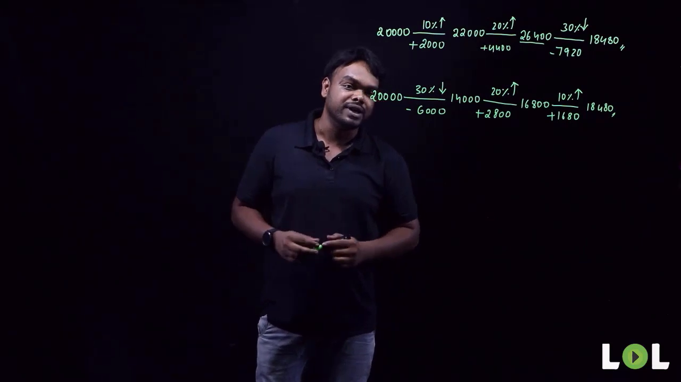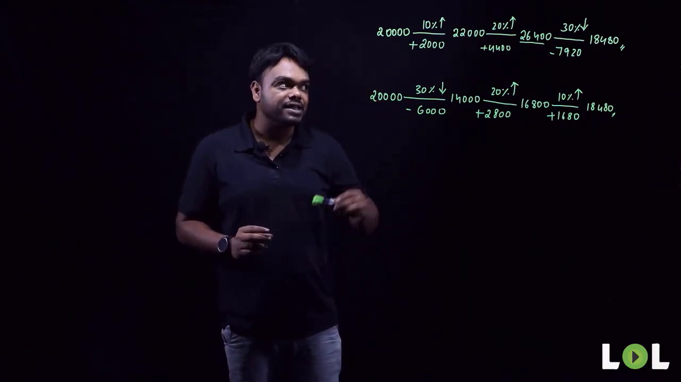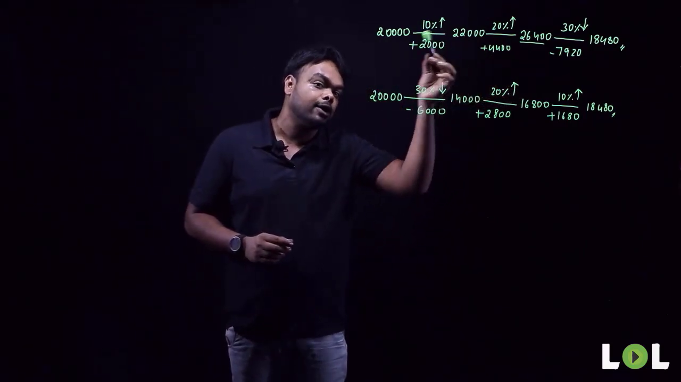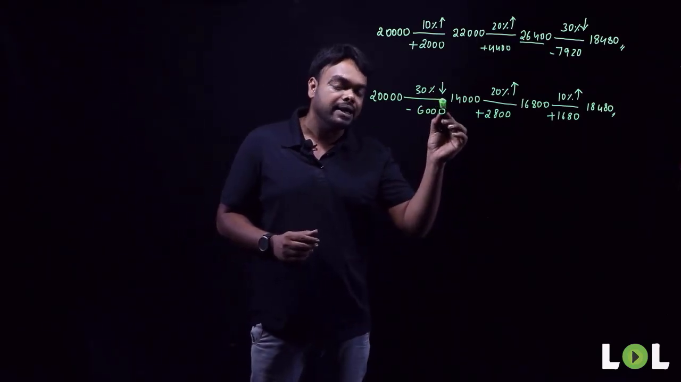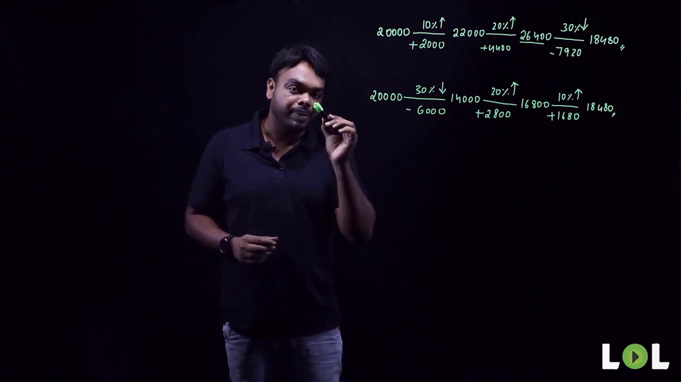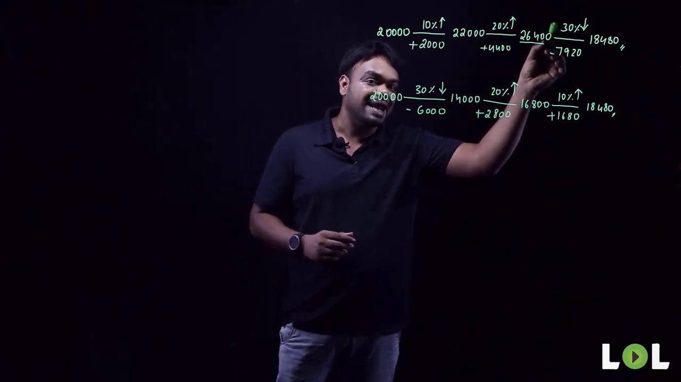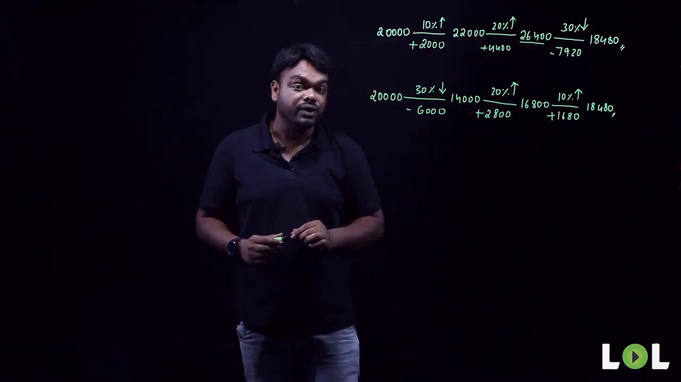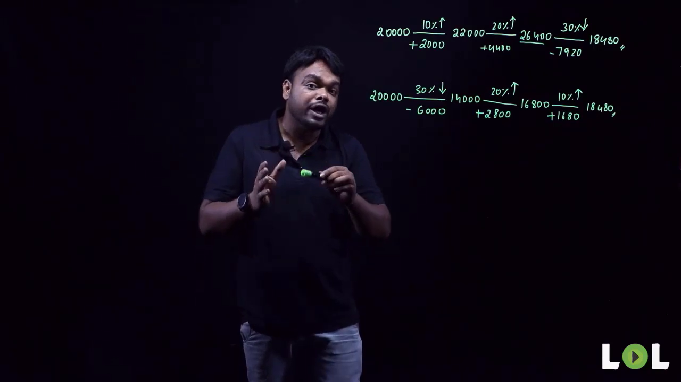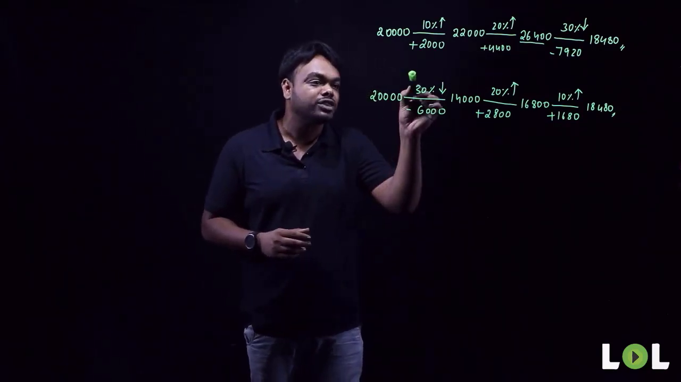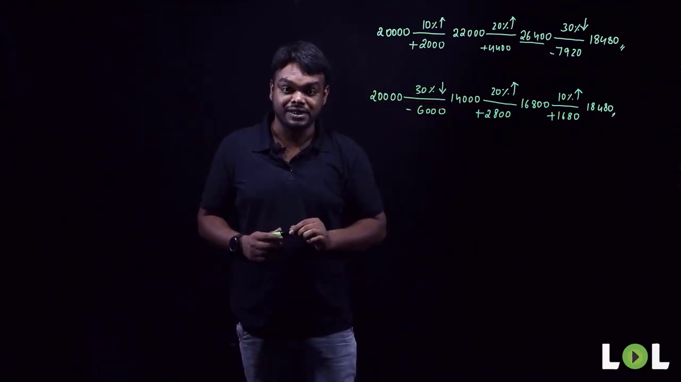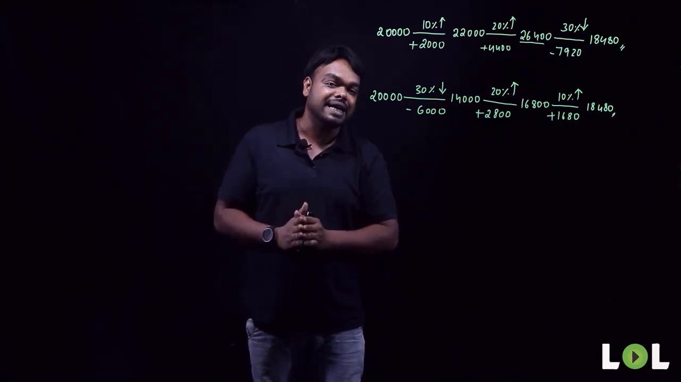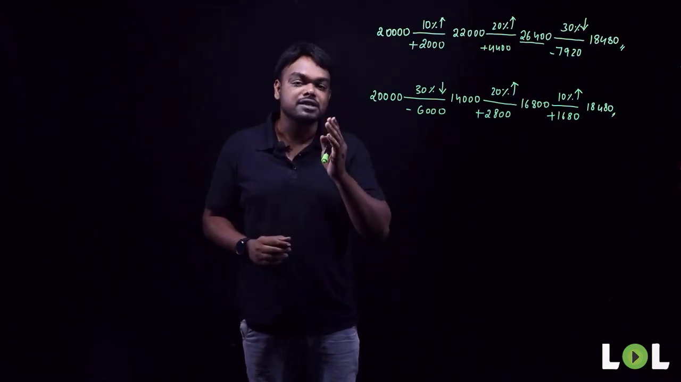Well, what is the difference? If you see, the calculations in the previous part were slightly complicated, whereas here the calculations were pretty smooth. What is happening here? In the last step of the first method, we are calculating 30% of 26,400, which is very complicated when compared to 30% of 20,000. So I think you must be understanding the trick here. The trick is pretty simple.